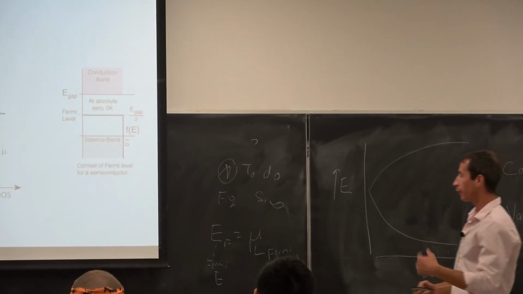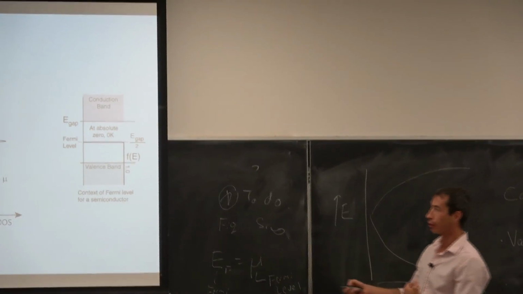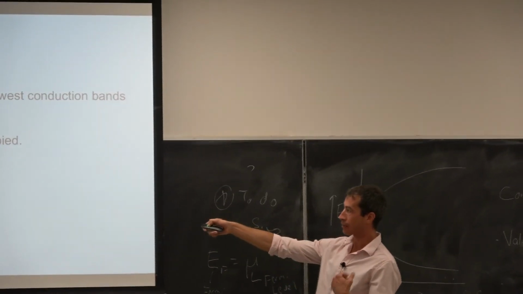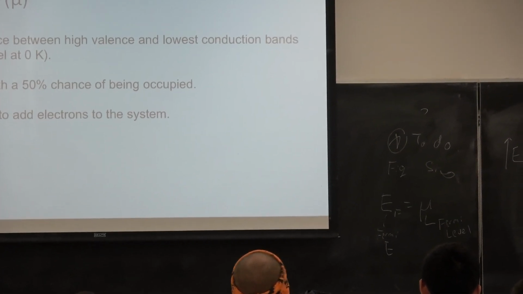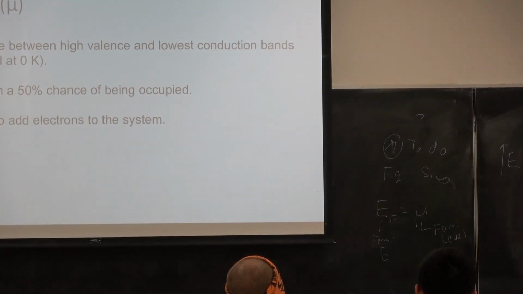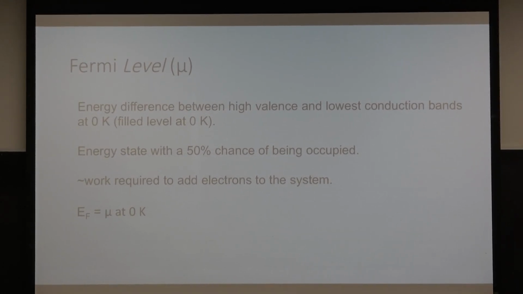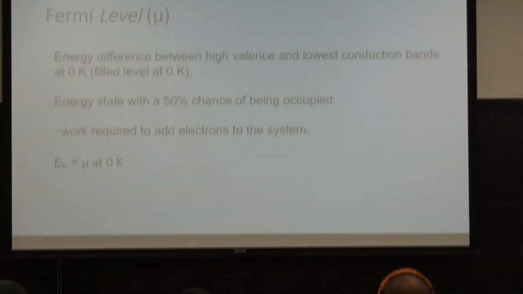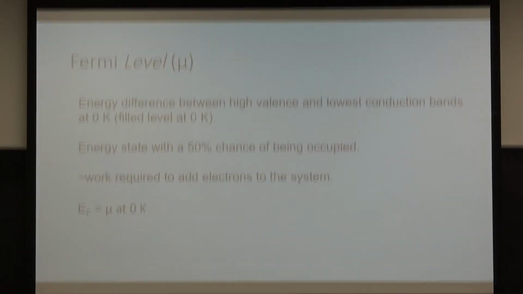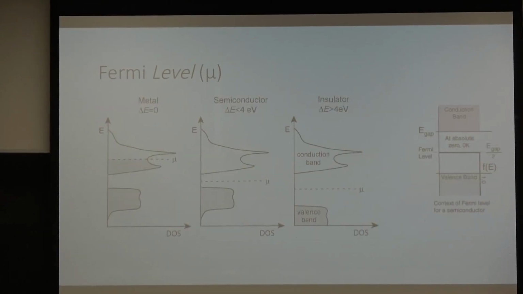But the band gap changes as a function of temperature, and therefore the state that has a 50% chance of being occupied also changes with temperature. You can also think about it as the work required to add electrons to the system, or to put them into the conduction band.